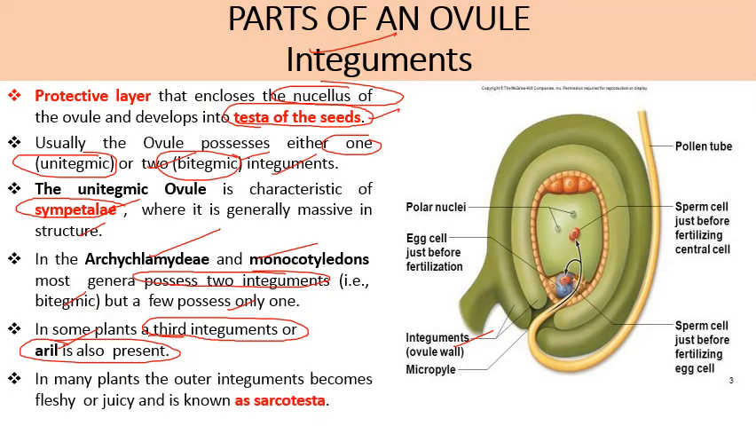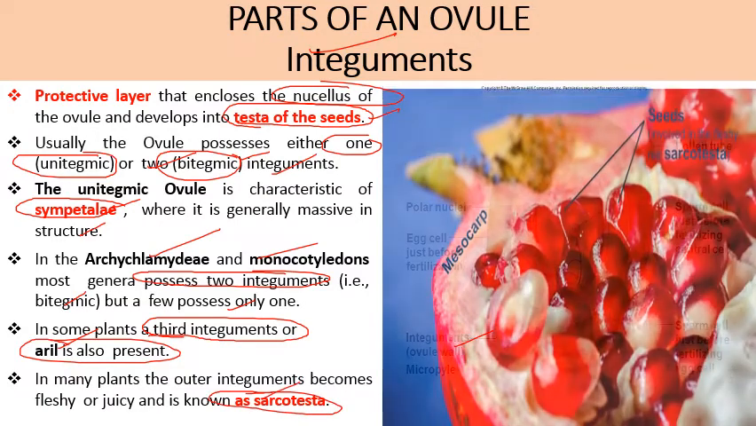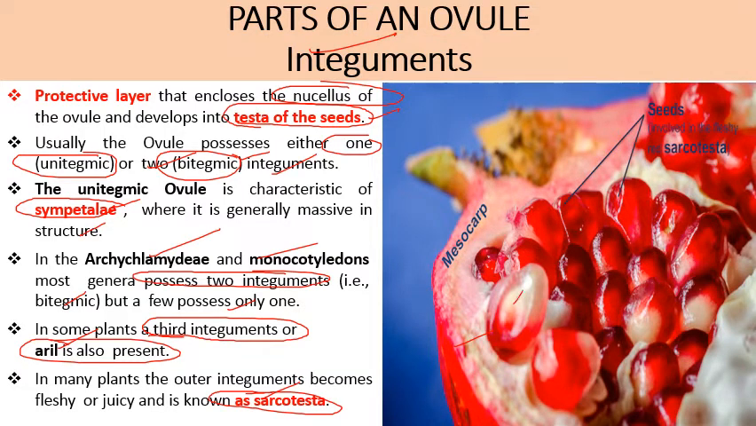In many plants, the outer integument becomes fleshy or juicy and is known as sarcotesta. कुछ plants में जो बाहर वाला portion है that becomes fleshy. जैसे ये जो structure है in pomegranate जो हम खाते हैं, इसमें जो outer fleshy structure है that is formed by this outer integument, which is known as sarcotesta. So we eat these sarcotesta, which are juicy in case of pomegranate.